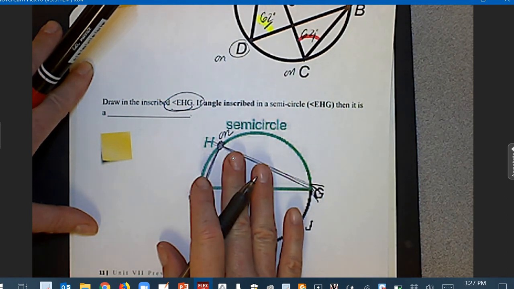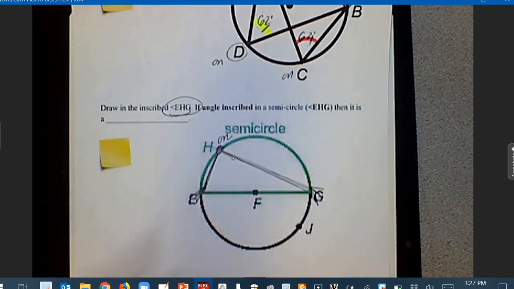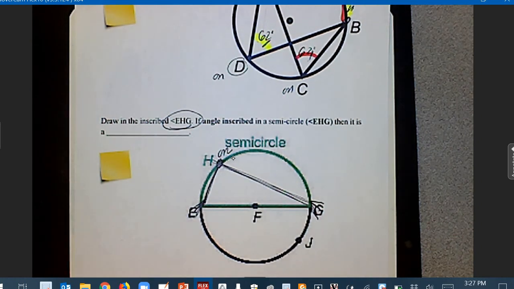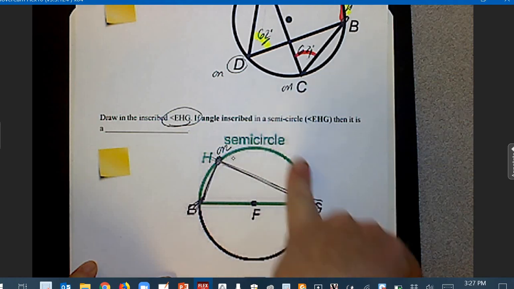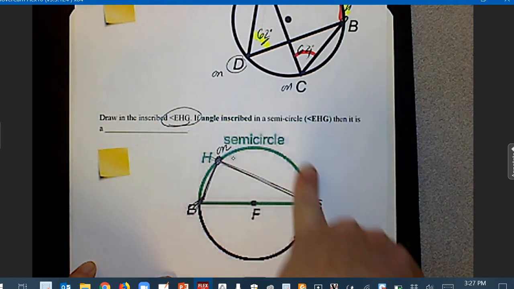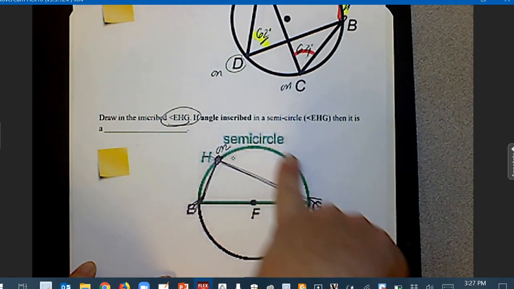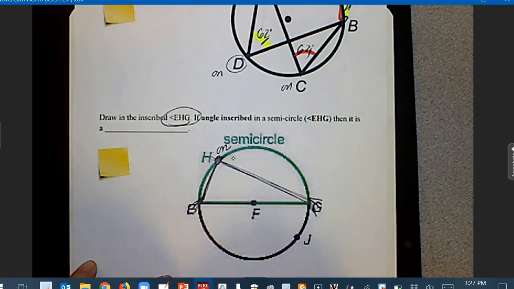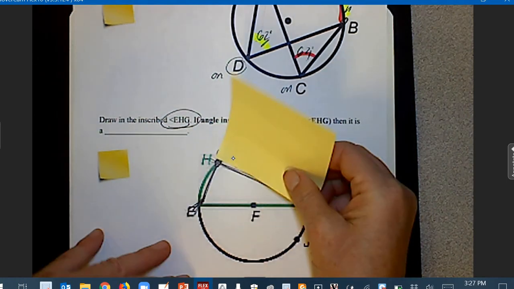Now we're going to frame this angle here because it has a very special property. Notice it's inscribed. I'd like you to physically trace with your finger. Physically trace it. This is important. It's inscribed in a semicircle. Now frame this up.